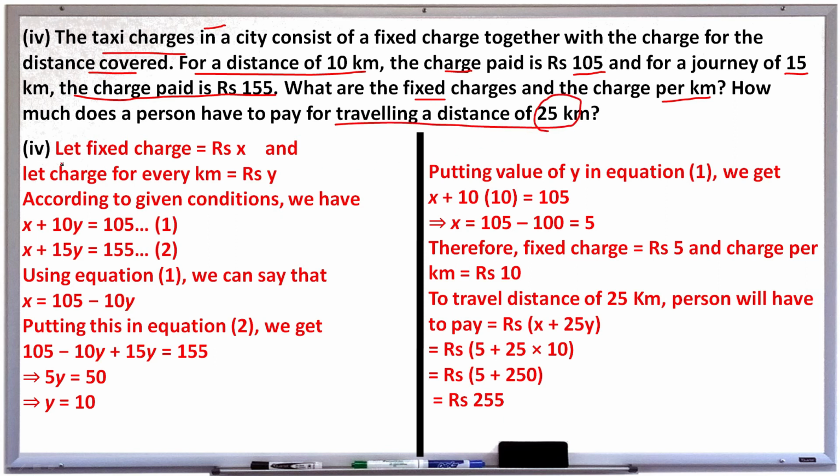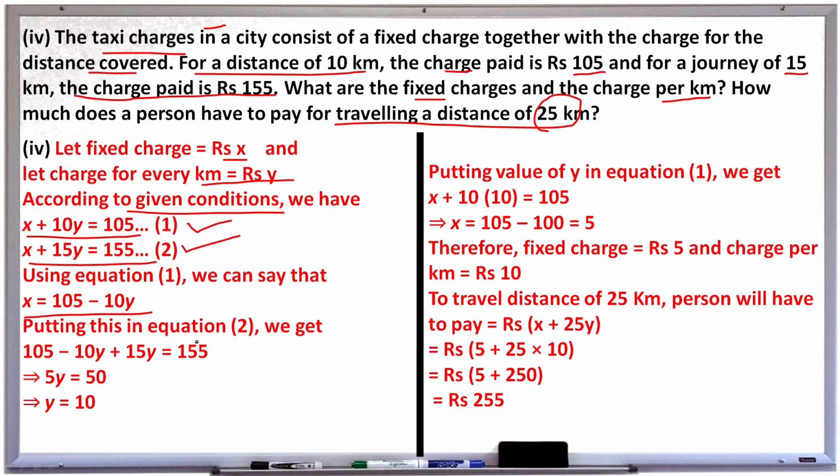Let us take the fixed charge to be x and the charge per kilometer to be y. According to the given condition, x plus 10y is equal to 105 rupees and x plus 15y is equal to 155 rupees. This is according to the sum. Using the first equation, we can say that x is equal to 105 minus 10y.